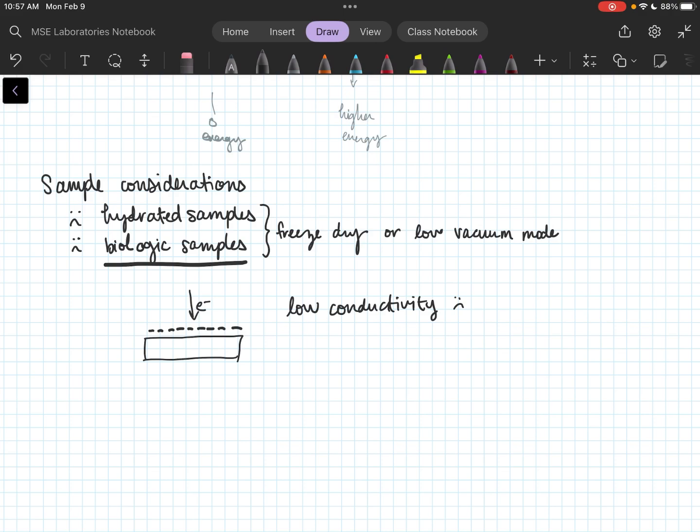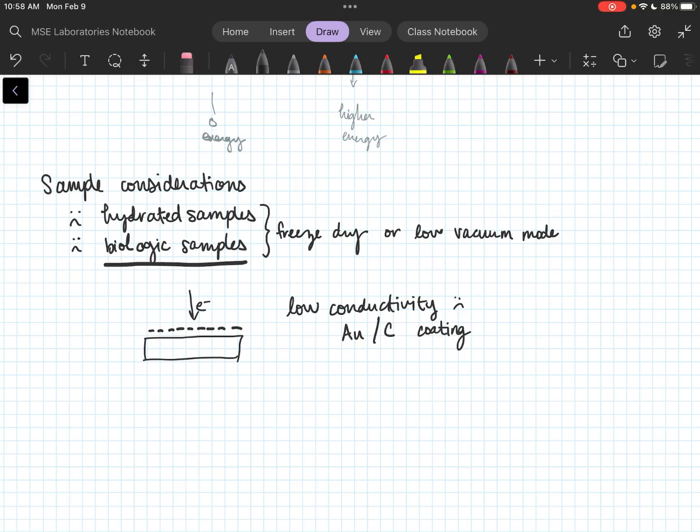Low conductivity can be resolved. Some of the ways that we resolve that would be carbon or gold coating. So we put a little layer of conductive material across the top of your sample. And that allows the electrons to flow across the surface. Now that doesn't do anything to fix the middle of your sample, but at the very least the electrons can maybe move out of the way of incoming electrons. That is the most common way to deal with that.